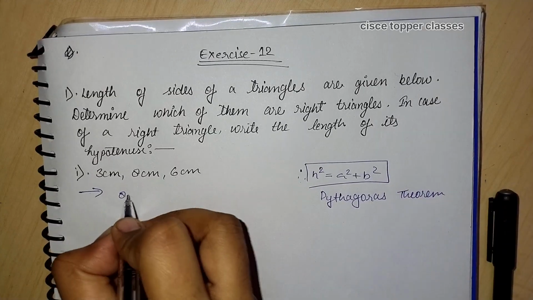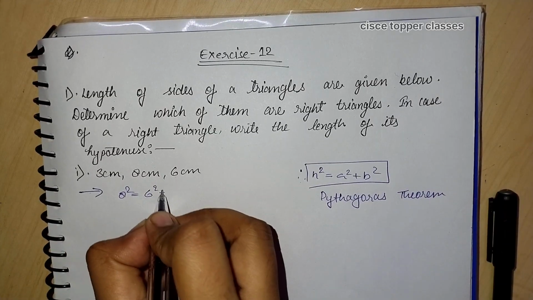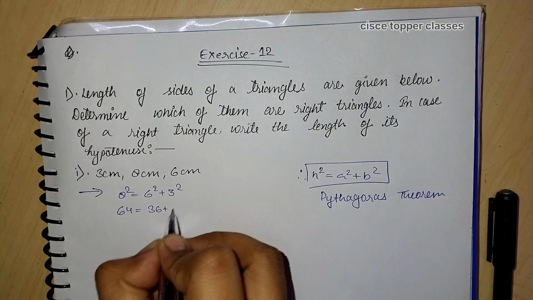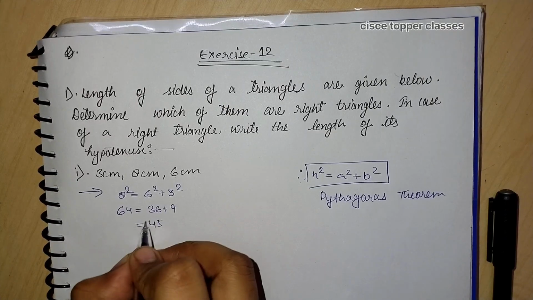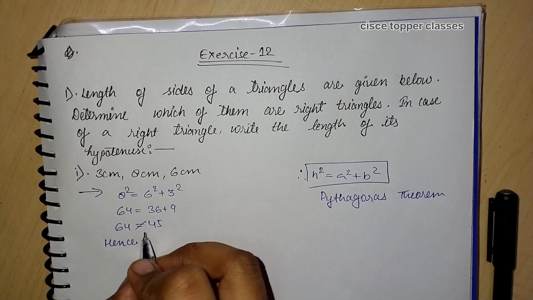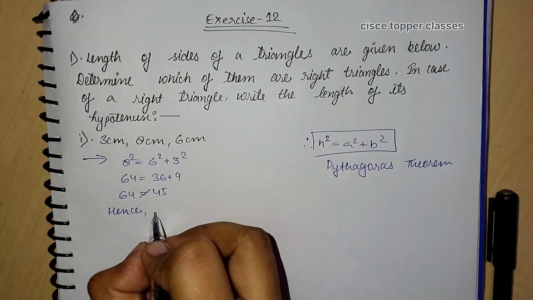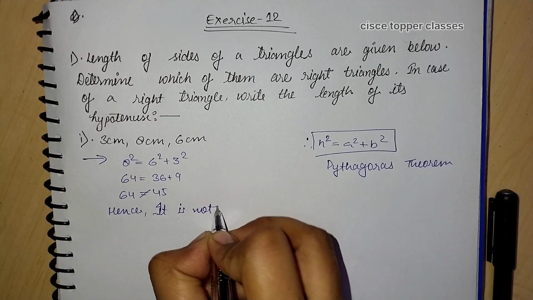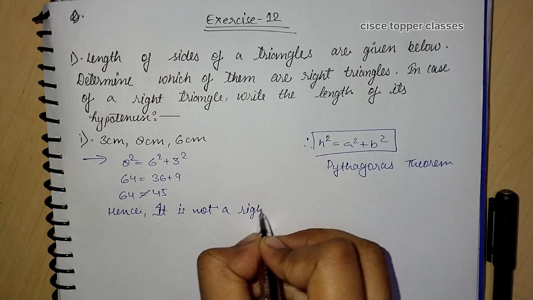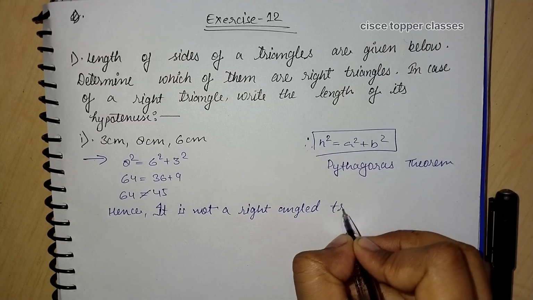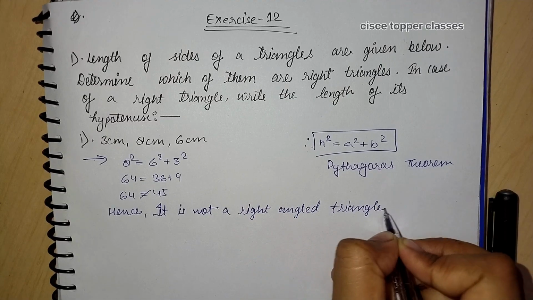Now we will write this part as 8 square equal to 6 square plus 3 square. So it will be 64, and this will be 36 plus 9, so 45 is not equal to 64. Hence this triangle is not a right angle triangle. From here only we concluded.